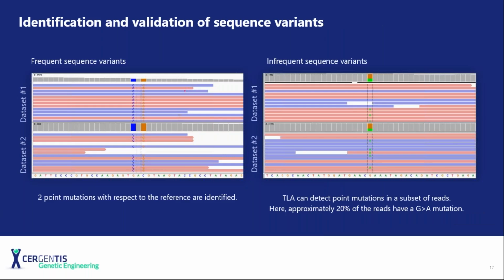The data generated from TLA can detect both frequent as well as infrequent sequence variants, so base pair mutations or point mutations, of which two examples are shown here. On the left panel, you see a vector sequence where the intended integration has occurred in all of the cells, where a point mutation was found with respect to the reference genome. But also in a subset of reads, we can identify point mutations as shown in the right panel, where approximately 20% of the reads were shown to have the G to A mutation.